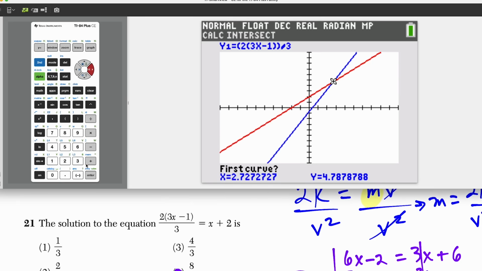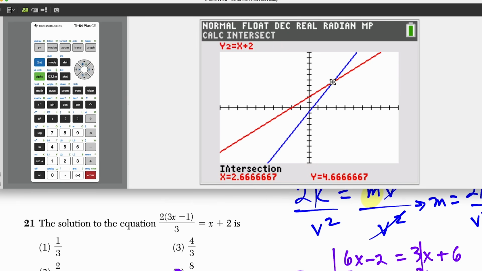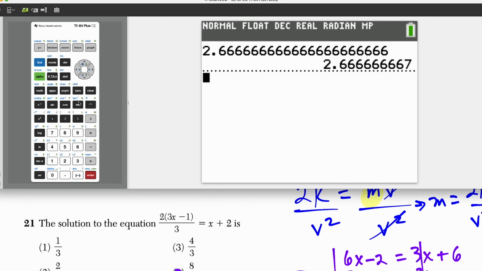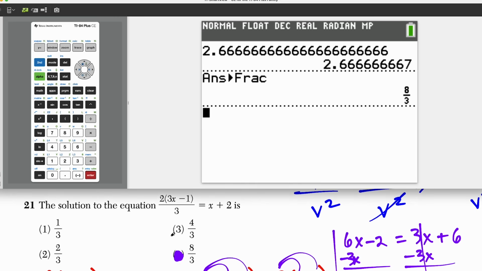And then I go nearby and I just press enter 3 times and I get 2.6 repeating. And if you go to the main screen, 2.6 repeating, if I were to just write this out, I just type in a bunch of 6s like this and I press math, enter, enter, this will turn into 8/3. Okay, so choice 4 is definitely correct.